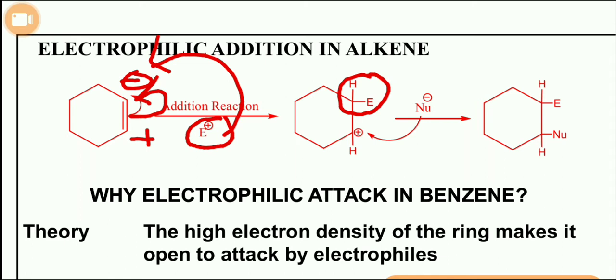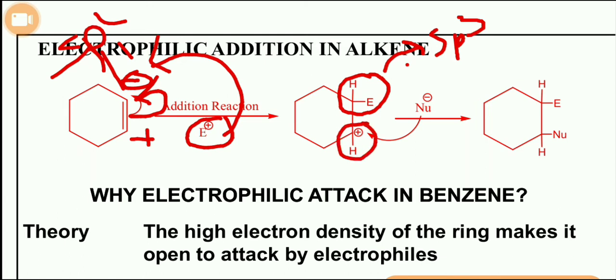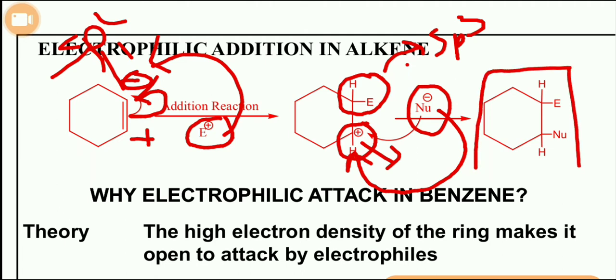So before it was sp2, and now it turned into sp3. Keep this thing in mind. Then the left charge becomes the cation, and this is a nucleophile, and it attacks over here, and this molecule is formed, and this is called the addition compound. Now it becomes a cycloalkane.